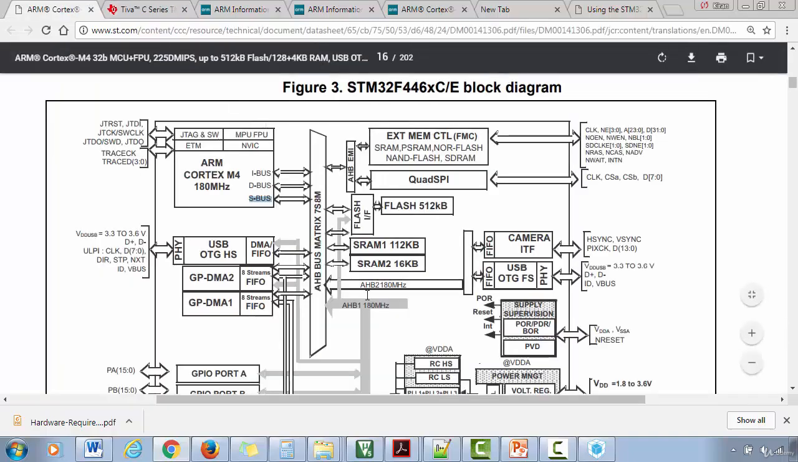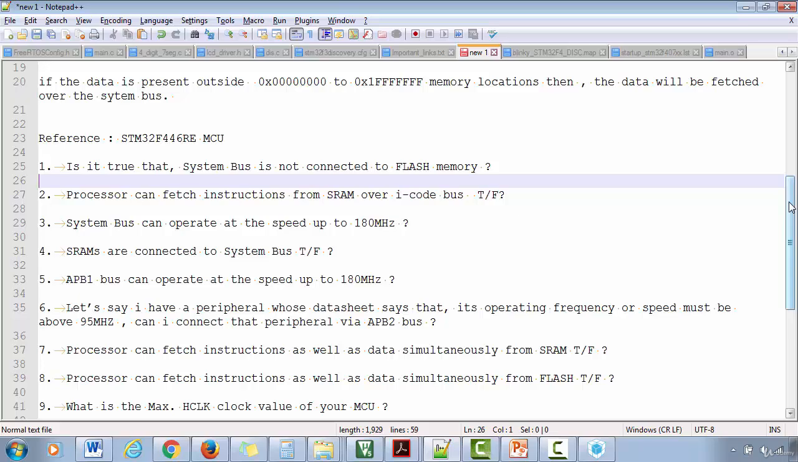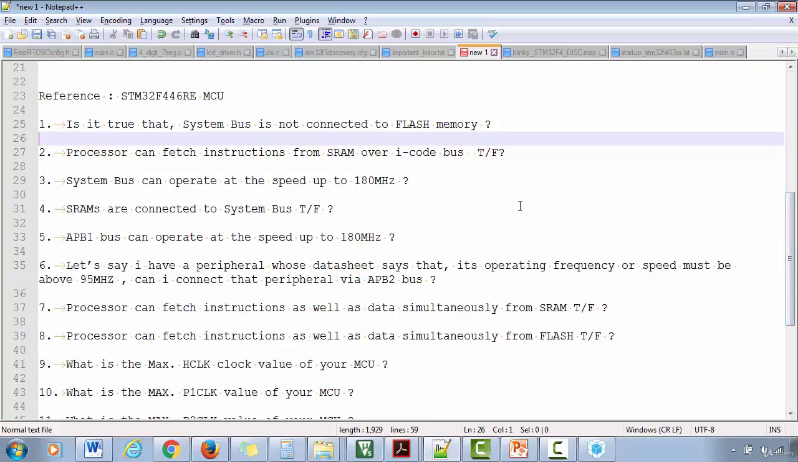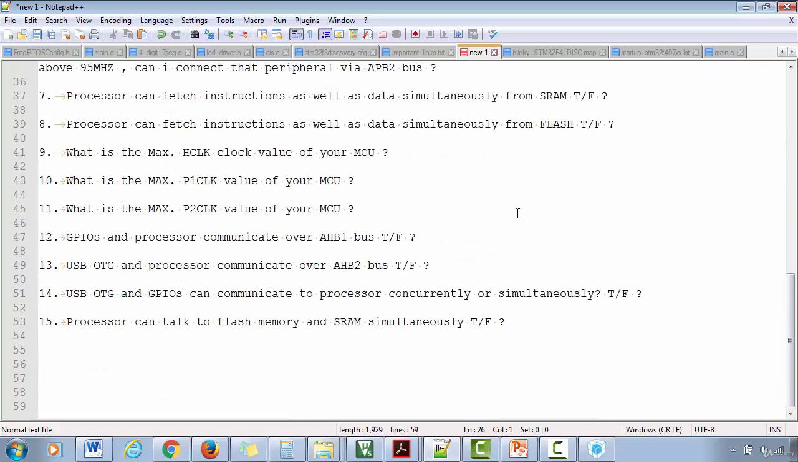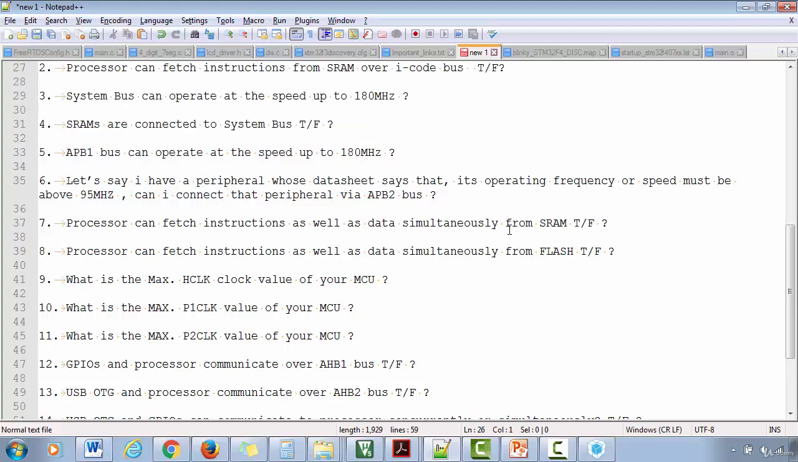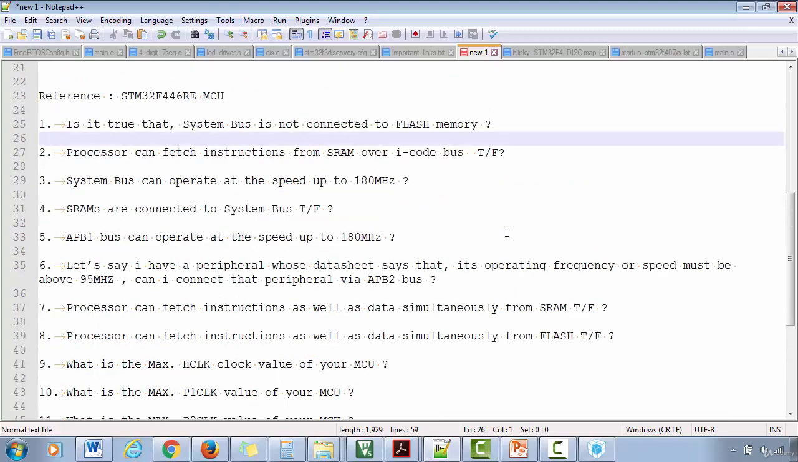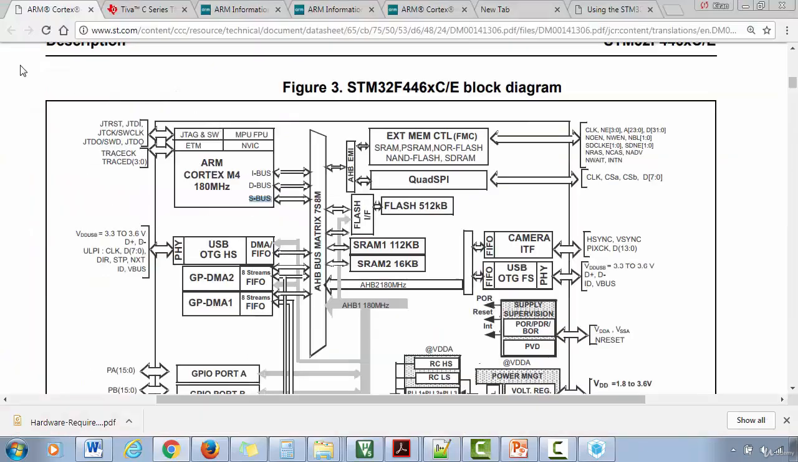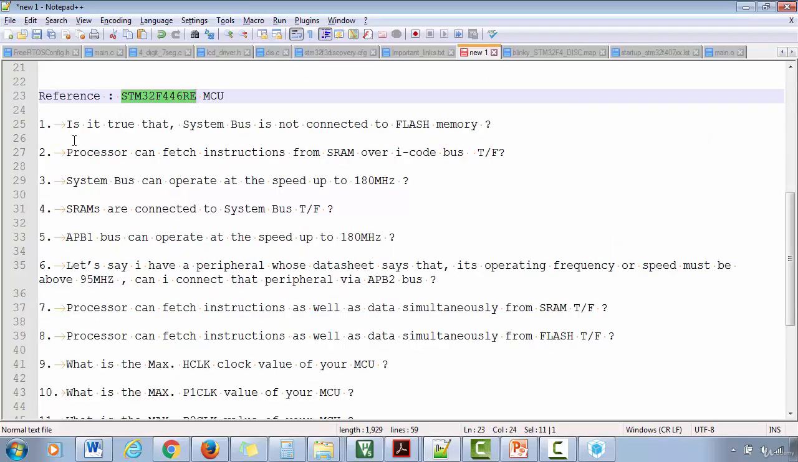So now in this lecture, we'll discuss some questions and answers. These are some thought-provoking questions on whatever we learned so far, and the reference for these questions is the STM32F446RE microcontroller. Great, so now let's go through the questions one by one. First question: is it true that the system bus is not connected to flash memory? Take 5 seconds to think about this answer.